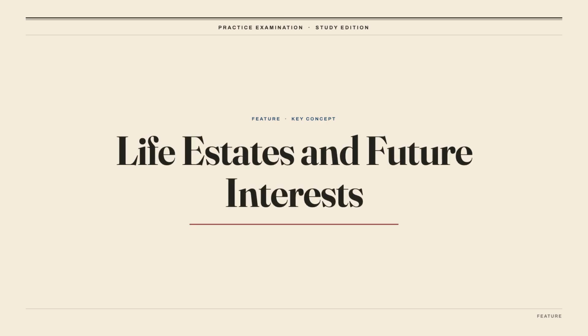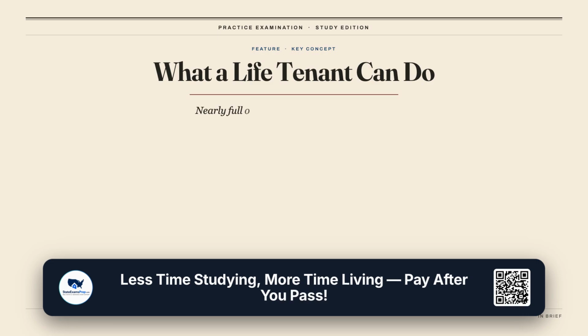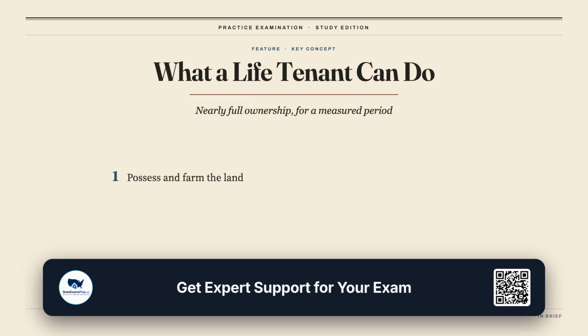Every estate in land answers two questions: how long it lasts and who takes it next. A life estate lasts for a lifetime, which means the law must line up a future interest behind it from the very moment it's created.